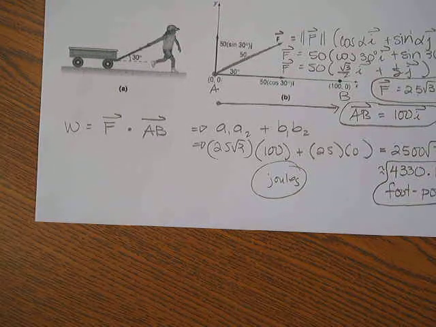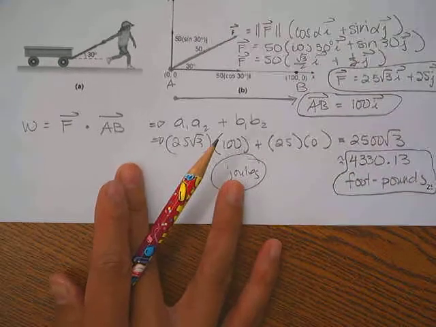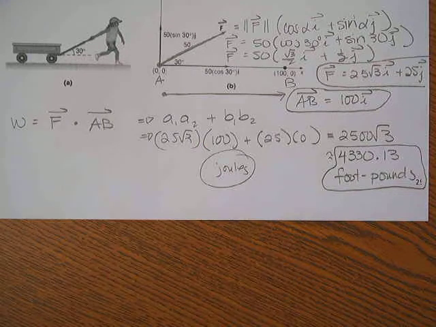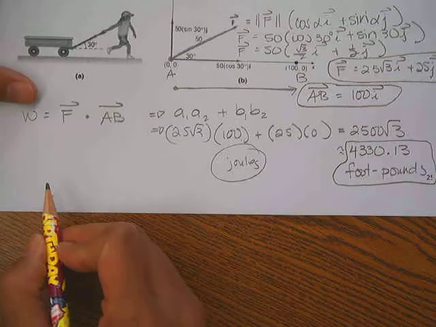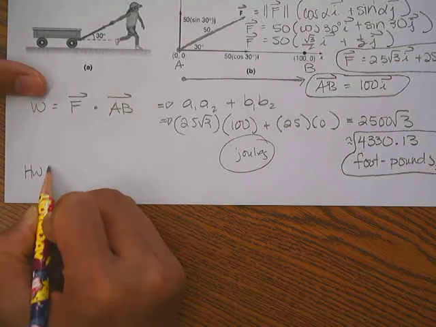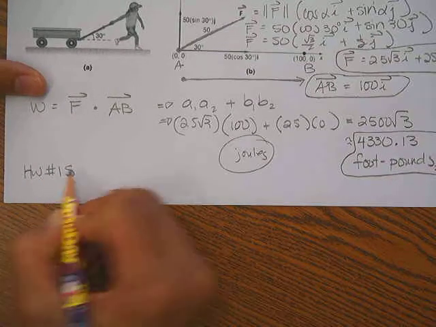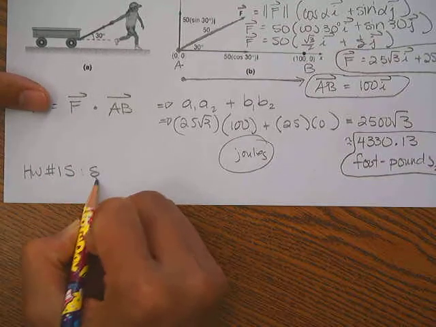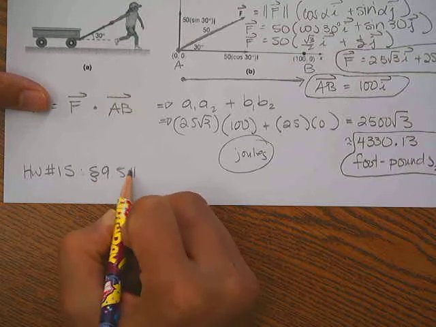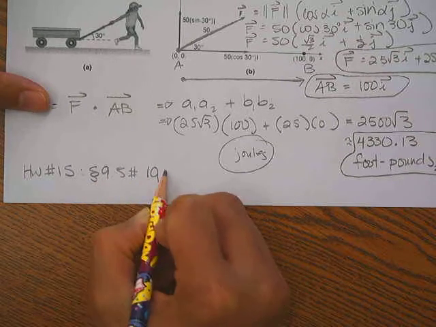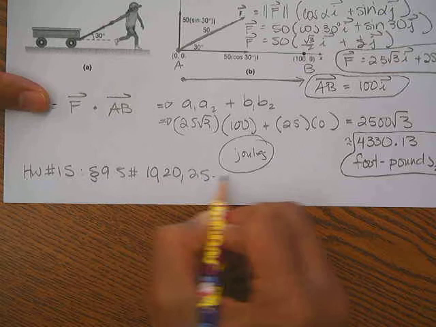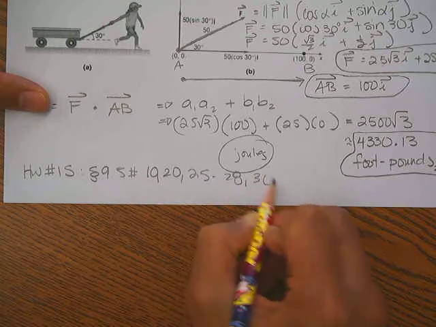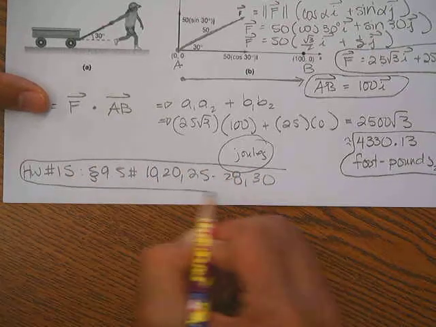And that is the end of our 9.5. So your goal today is to finish copying these notes and then do assignment number 15. Let me just write it right here for you. Homework number 15, section 9.5, numbers 10, 20, 25 to 28, and 30. This is all going to be due on Thursday.